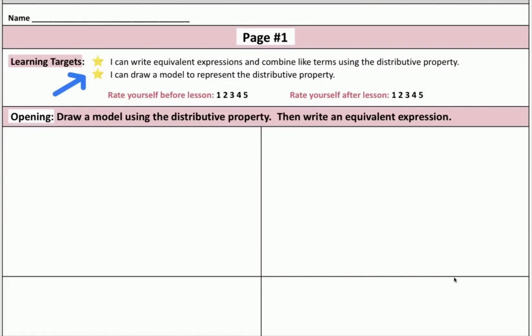Let's go ahead and take a look at our learning targets. I can write equivalent expressions and combine like terms using the distributive property, and I can draw a model to represent the distributive property. Before we get started, go ahead and rate yourself 1 through 5 on our learning targets, 1 being the least confident and 5 being the most confident. At the end of the lesson, we'll come back and rate ourselves after we've gotten some more practice. Let's go ahead and get started with some examples.